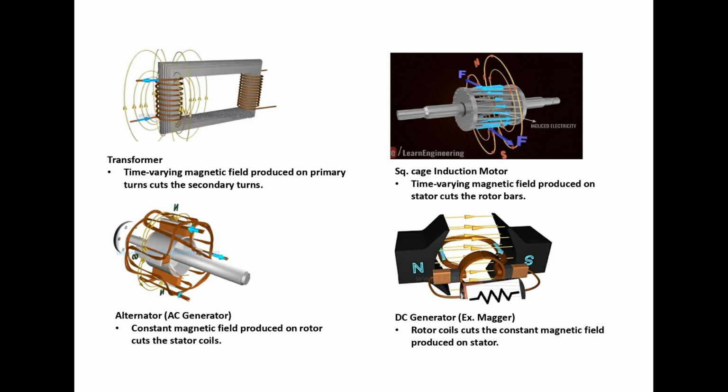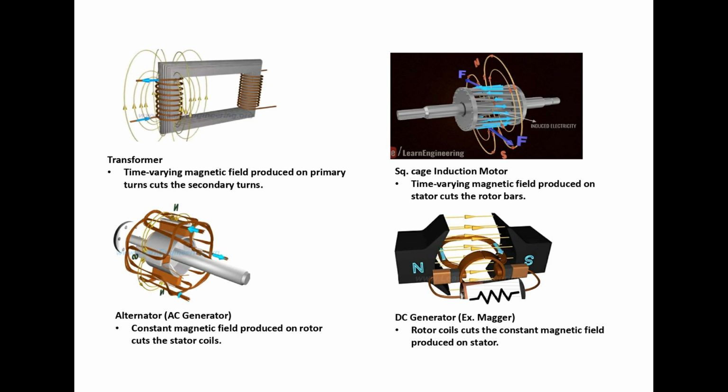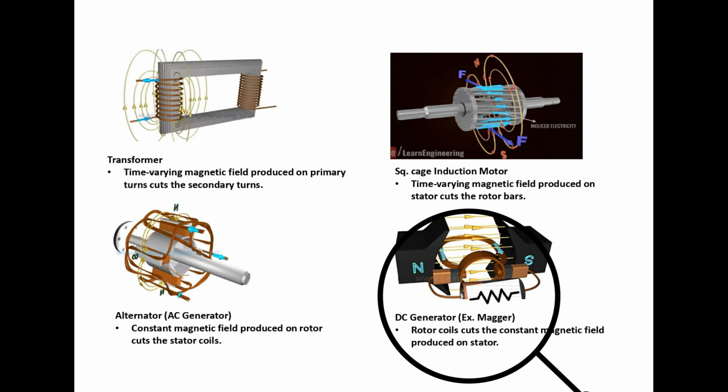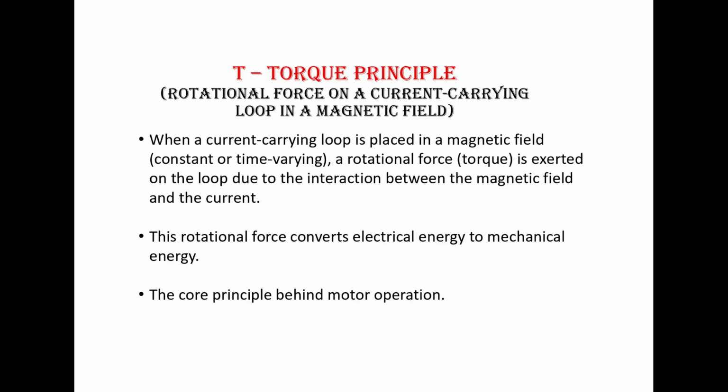Like that, in an AC generator or alternator, a constant magnetic field on the rotor is rotated by a turbine and cuts the stator coils so that an EMF is induced in the stator coils. In the previous three cases, the magnetic field rotates and cuts the conductor. But in the case of a DC generator, for example in a Megger, the scenario is different. The rotor coils rotate and cut the constant magnetic field of the stator so that an EMF is induced in the rotor coils.